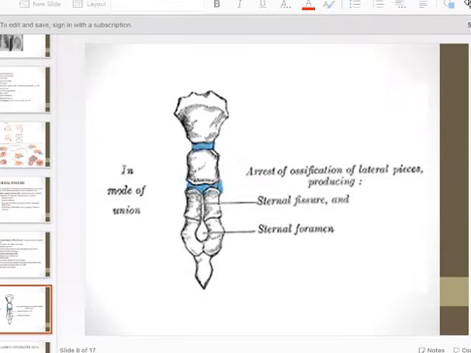Remember these parts of the sternum. It is the upper part, what we call the manubrium. This is the sternal angle, and after that the body of the sternum, and lower down what we call the xiphoid. This is a cartilage one, not a bony one.